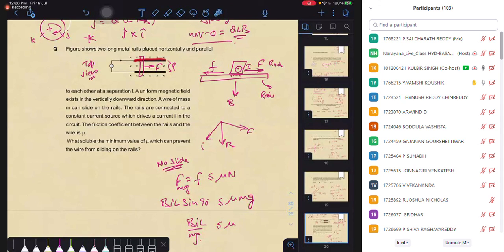Which force is exerted by the rail? The rail is only exerting friction and normal force. The rail is not exerting magnetic force. Magnetic force is experienced by this rod. We are making the free body diagram of the rod. We are not making the free body diagram of the rails. But the current is passing through the metal rails, sir, not the rod.